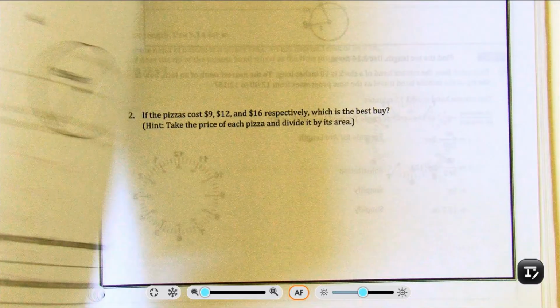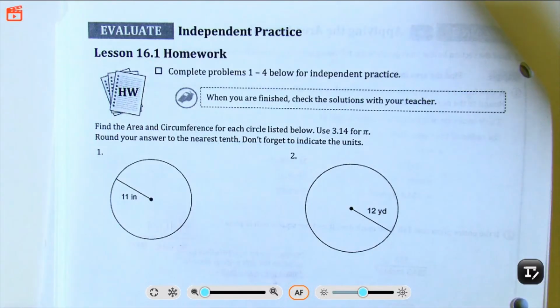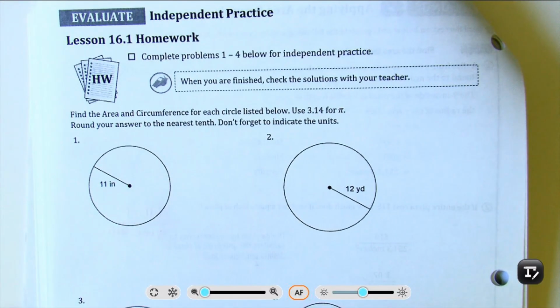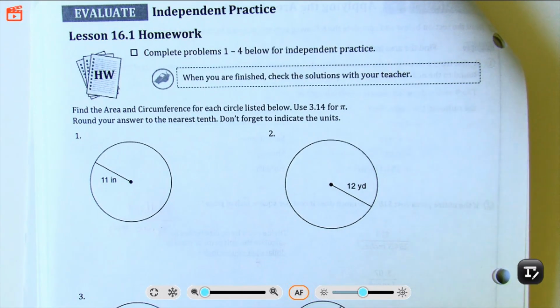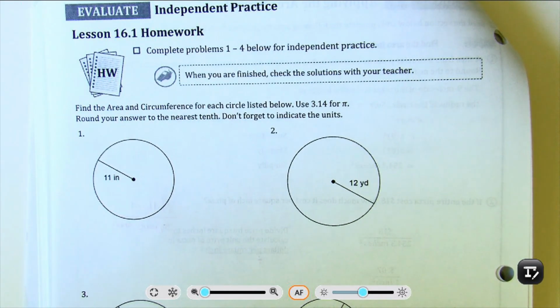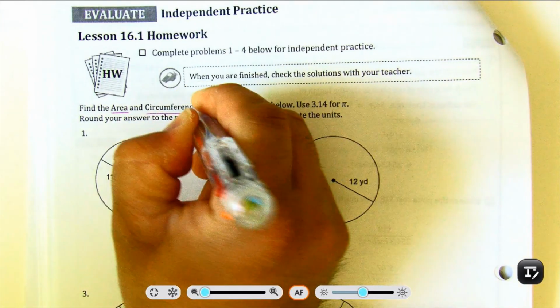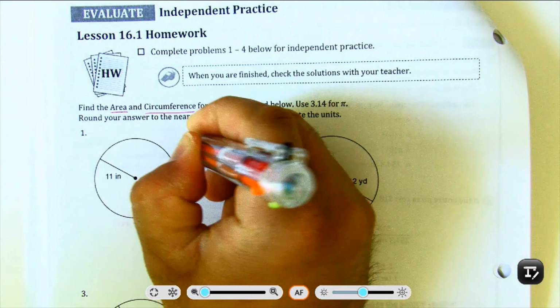So that wraps up lesson 16.1. This is lesson 16.1 homework. So for these following problems, what you want to do is you want to find both the area and circumference of each circle. So let me write the formulas for each. Area is equal to pi r squared. Circumference is equal to 2 pi r.